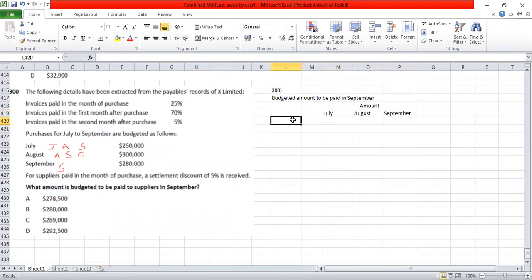So if the July sales are there, what are July sales? 250,000. So out of 250,000, 25% is paid during July, then 70% is paid during August, then 5% is paid during September.